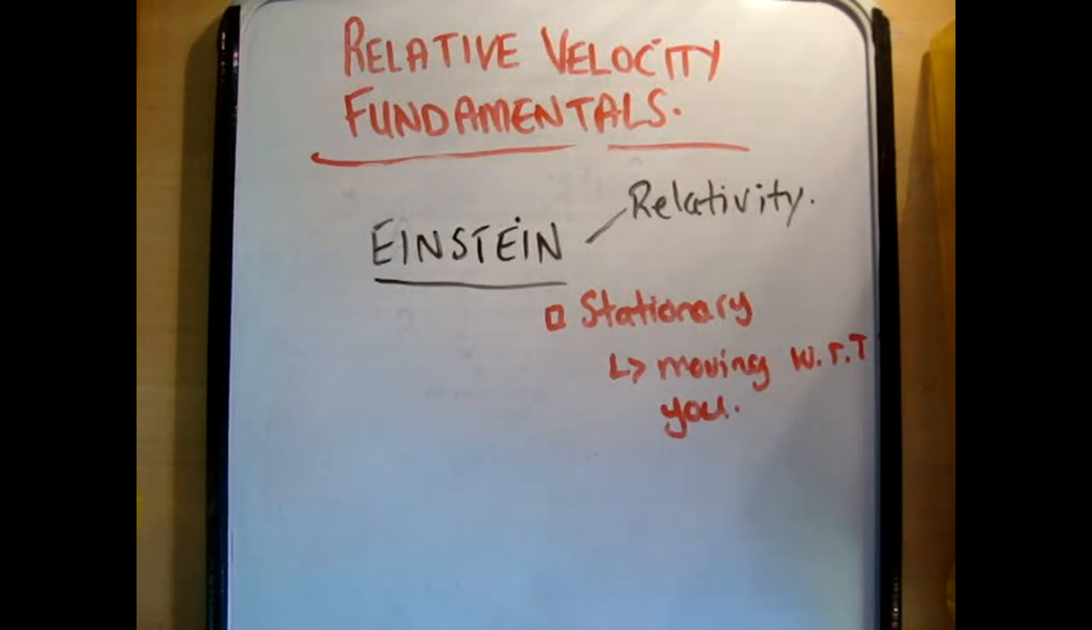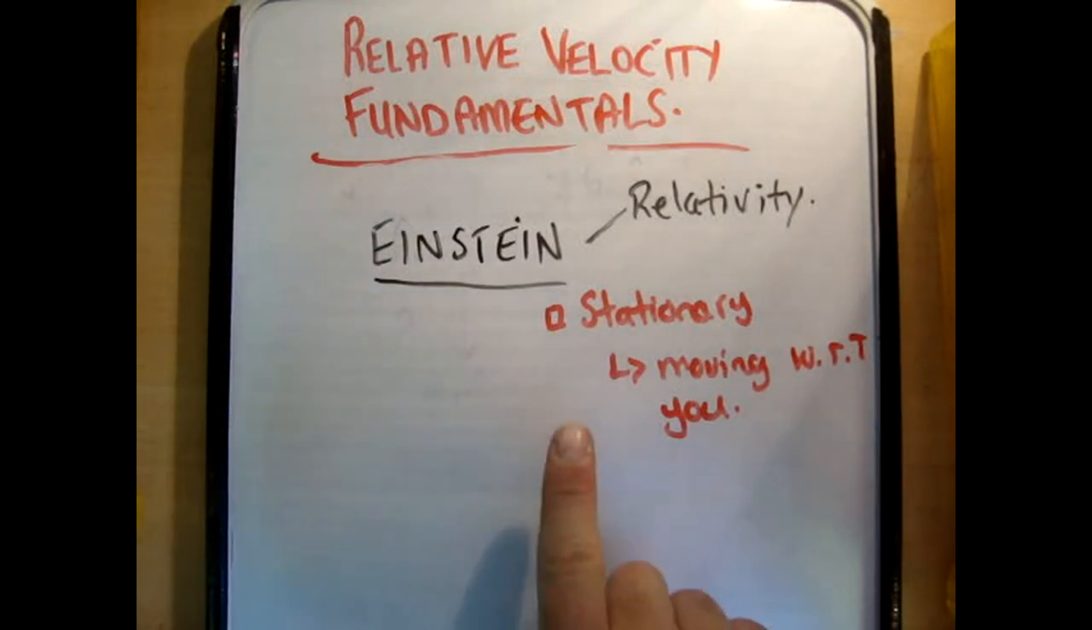So when I say car B is moving at 70 meters per second relative to car A, it does not mean that car B is moving at 70 meters per second in actuality. It means that in relation to car A, it seems like it's doing that. Alright? So we're just relating things.